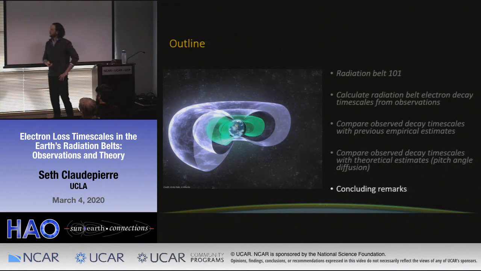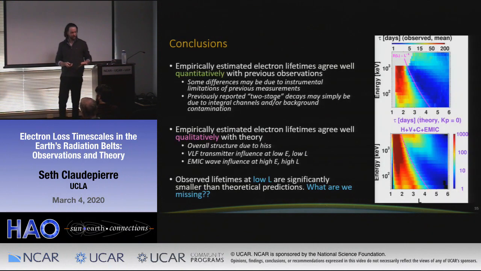Okay, so let me just say a few words here at the end. I hope I've been able to convince you that we have a nice database of decay timescales in the Earth's radiation belts obtained from Van Allen probes. We think they agree quantitatively well with past work in this area. If you go and look at the paper that we just published in GRL, we've identified that a lot of these differences are likely due to instrumental effects in some of the previous measurements, which is always a difficult topic to broach, but we've done it nevertheless. I haven't talked about the 2-stage decays. I can at the end.